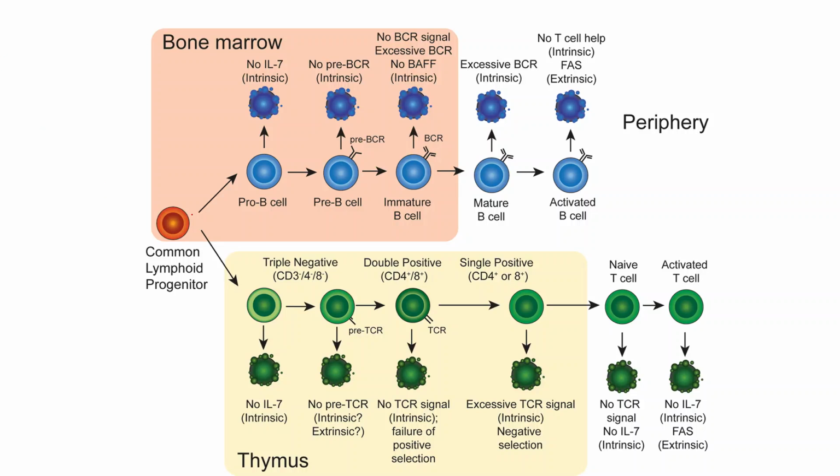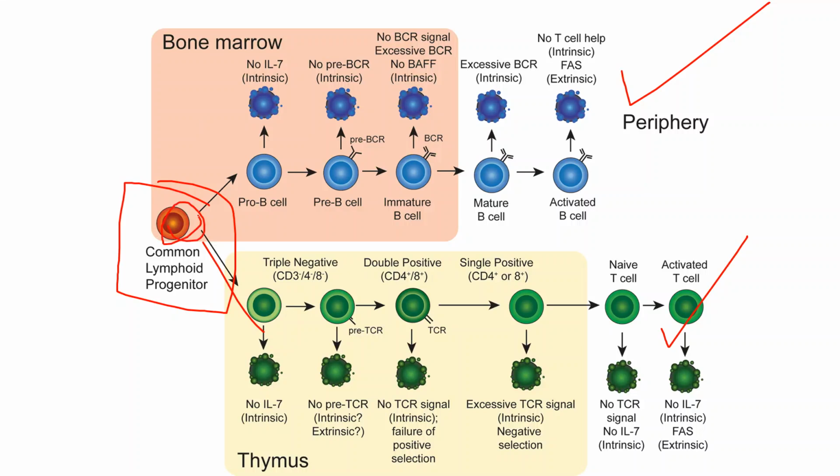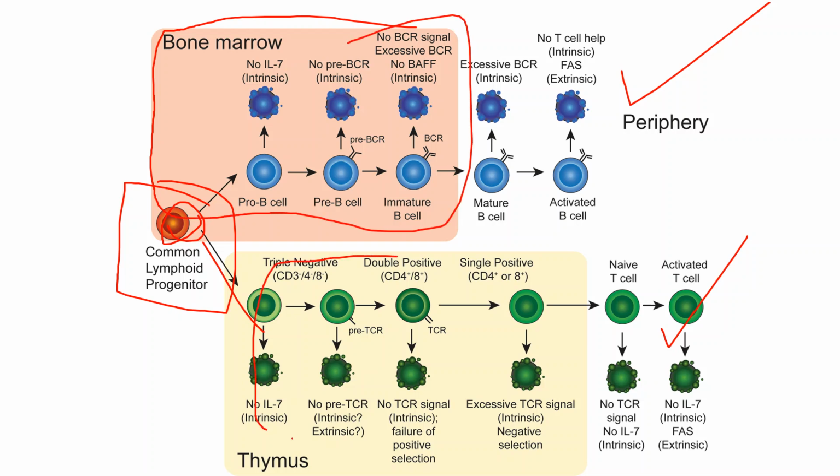Here also we can see the common lymphoid progenitors, which give rise to these T cells and B cells. We can see that the origin is this red area, all included inside the bone marrow. All these things happen inside the bone marrow, and these happen in the thymus, and we can see that the progenitor of these T cells is here inside the bone marrow, that is the common lymphoid progenitor.